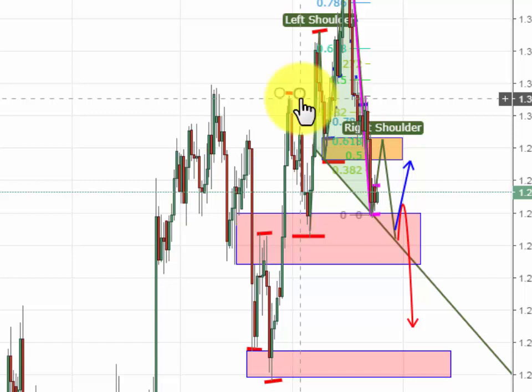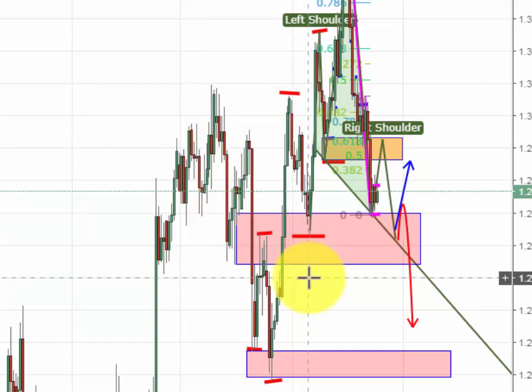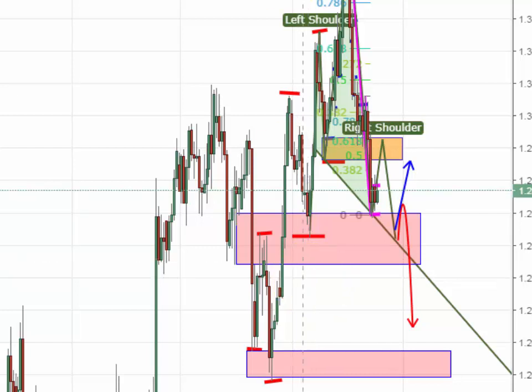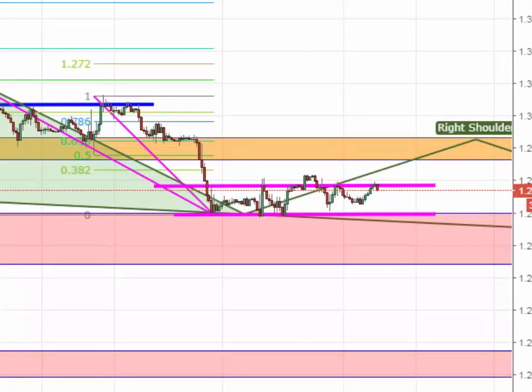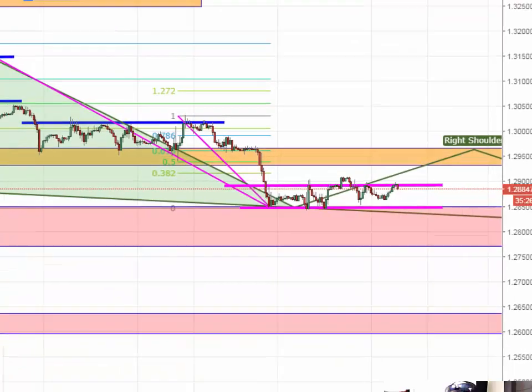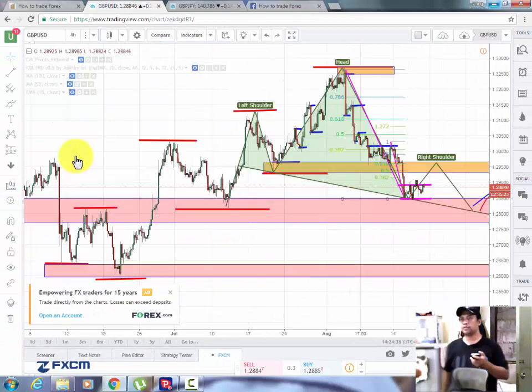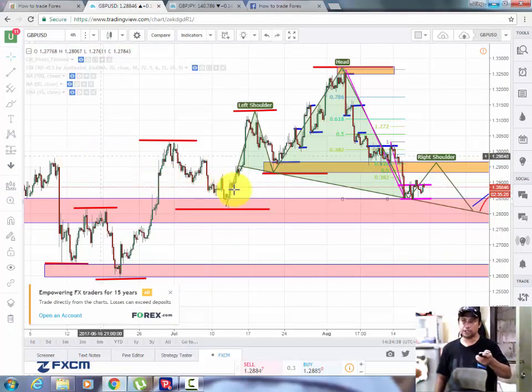Now, since we have that accuracy, we're going to combine it with our strategy. For me, I use the pattern strategy, which is head and shoulders. So let's take a look at my strategy. That's on the 1 hour chart. Let's go for 4 hours. As you can see, I already patterned it with the head and shoulders.